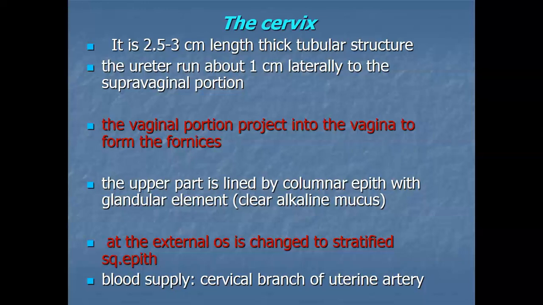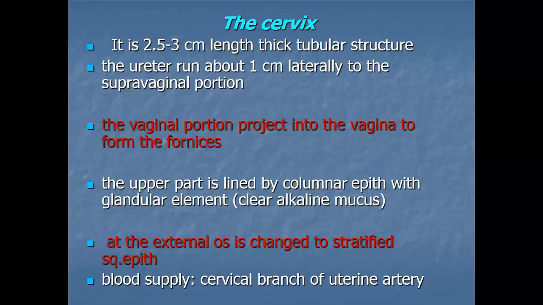The ureter runs about 1 centimeter lateral to the supravaginal portion of the cervix, and this anatomical position of the ureter is of importance during surgical manipulation of the uterus. So, be aware of this vital anatomical organ. The vaginal portion projects into the vagina to form the fornices. As we mentioned, we have 4 fornices: 2 lateral, 1 anterior and 1 posterior.